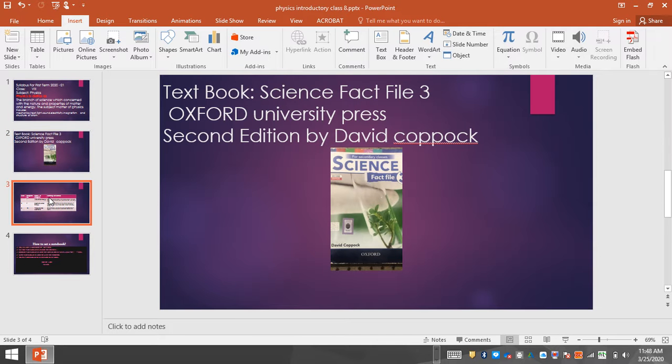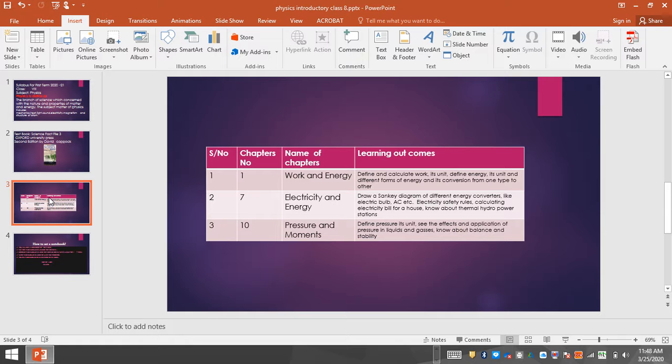Some of the chapters in this book are selected as the syllabus for your first term exam. The chapters are 1, 7 and 10. The names of the chapters are work and energy, electricity and energy, pressure and moments.